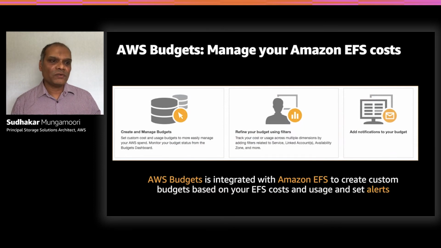AWS Budgets gives you the ability to set custom budgets based on your EFS cost and usage, both at a high level or at a particular subset of accounts. For this, you must activate your EFS tags as cost allocation tags. Once a tag shows up as a filterable dimension in your budget consoles, you can create a budget for your total cost or a specific file system.